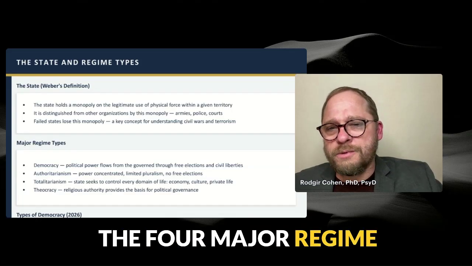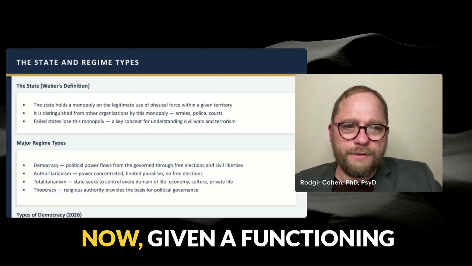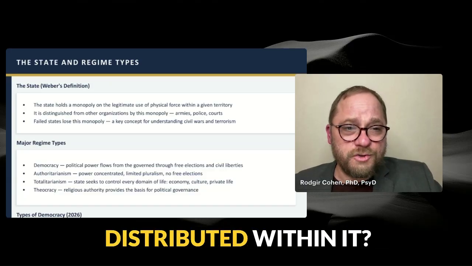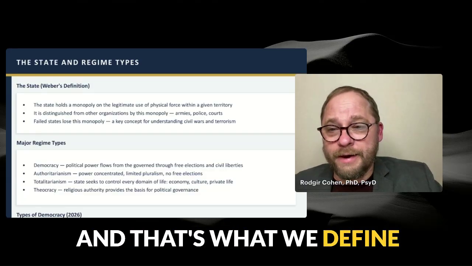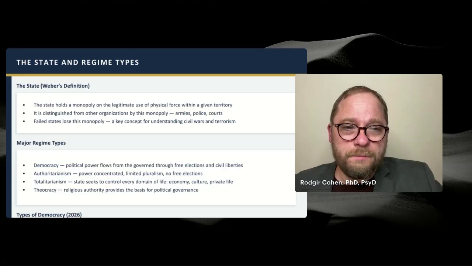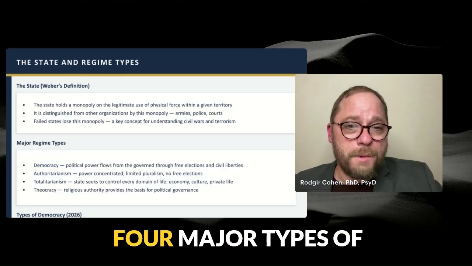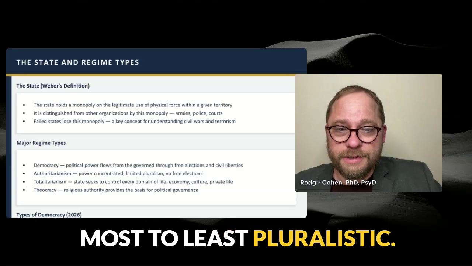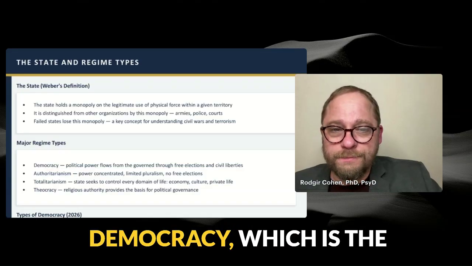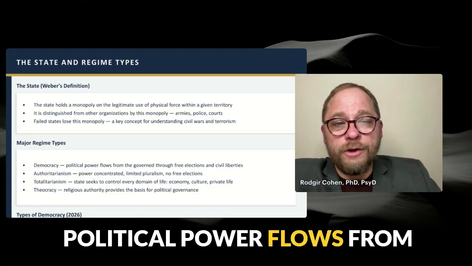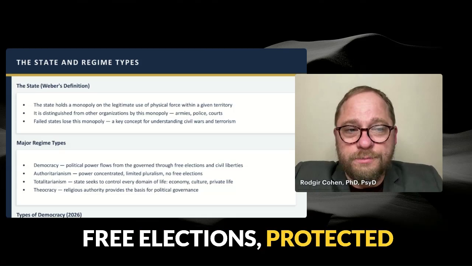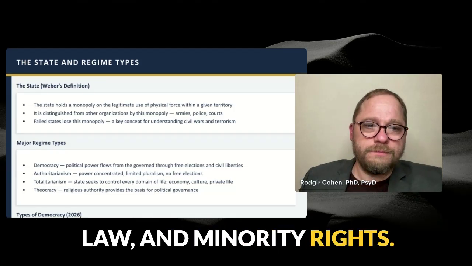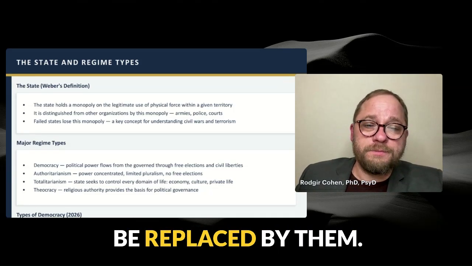The four major regime types are worth noting. Now, given a functioning state, how is political power organized and distributed within it? And that's what we define as a regime question. Political scientists identify four major types of regimes on a spectrum from most to least pluralistic. We have what's called a democracy, in which political power flows from the governed through free elections, protected civil liberties, rule of law, and minority rights. The government serves the people and can be replaced by them.